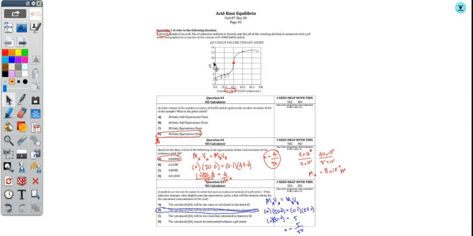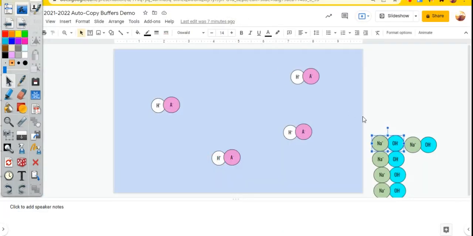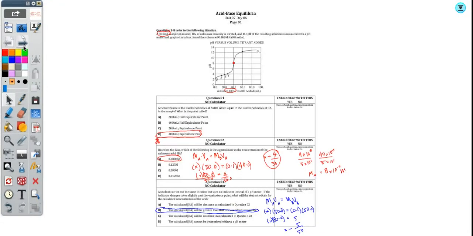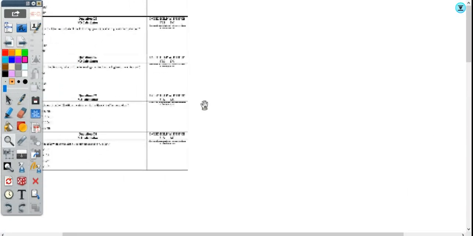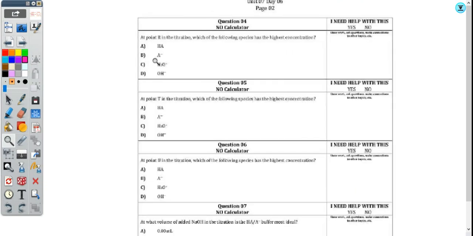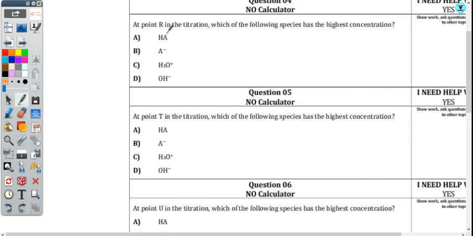As I keep going, as I get up to part R, I have added some hydroxide and formed some conjugate base. But still, at this point, more acid than conjugate base. So for this one, pretty straightforward. We've got mostly HA in solution. We haven't even reached the half equivalence point yet.